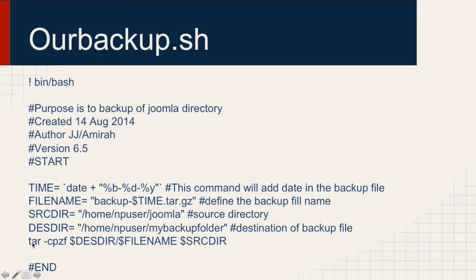Then we zip this file with tar -cpzf. Then this is the $ variable, which is the destination directory, dash, the file name, and this whole thing is called the absolute path name. And then we put the source directory, which we take from the file name. Then we take the source directory from the directory, and this is our shell script.